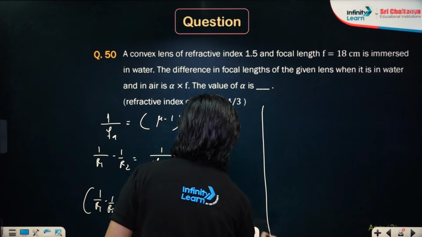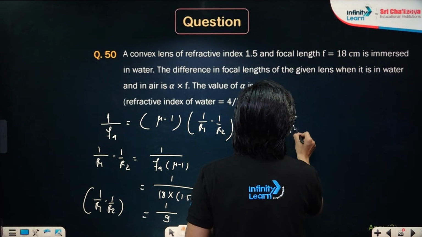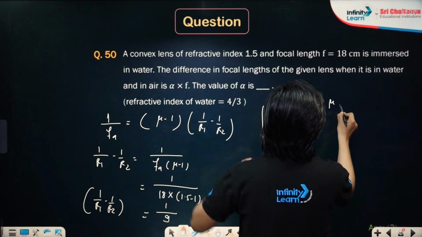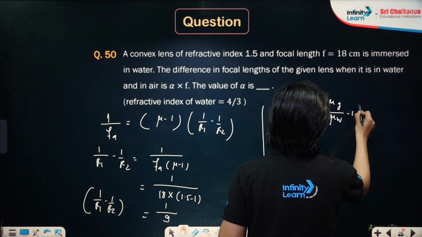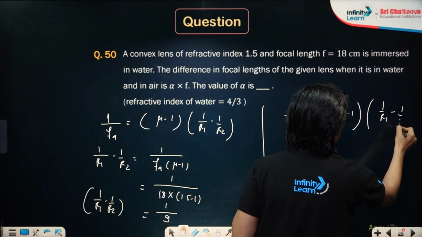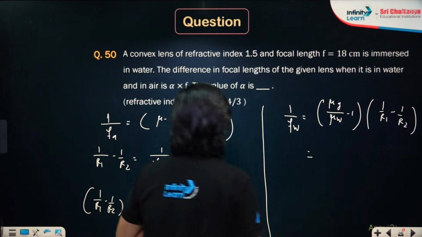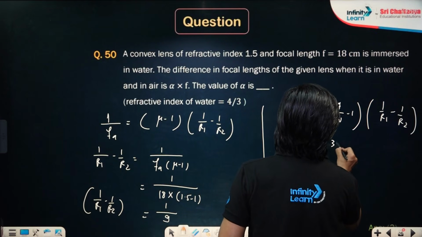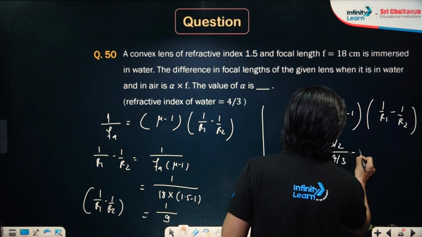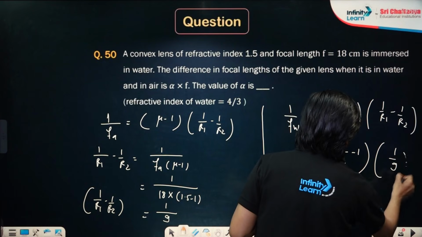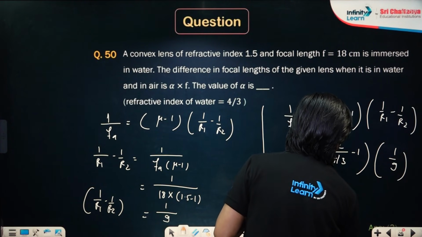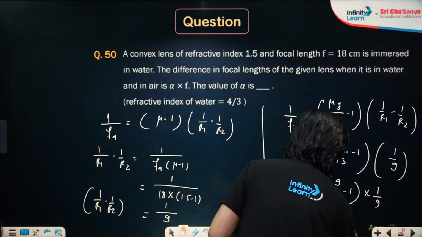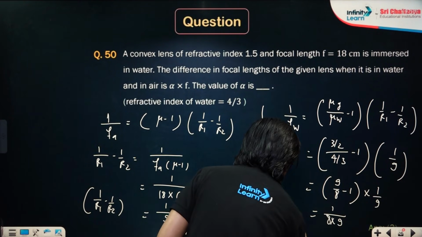Now you can write focal length in water. So 1 by focal length in water is equal to the refractive index of glass divided by refractive index of water, minus 1, into 1 by R1 minus 1 by R2. The refractive index of glass is actually 3 by 2. For water it is 4 by 3, minus 1. 1 by R1 minus 1 by R2 is 1 by 9. So 9 by 8 minus 1 into 1 by 9. 9 by 8 minus 1 is 1 by 8. So 1 by 8 by 9, focal length comes out to be 72.